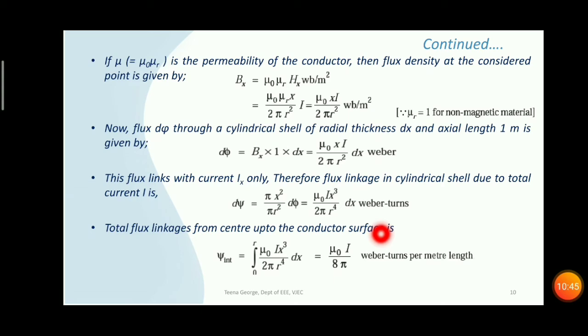We know that integral of x cube is x raised to 4 by 4. So substitute the limit 0 to r. So it is r raised to 4 by 4. R raised to 4 and r raised to 4 will get cancelled. So we will get the answer as mu 0 I by 8 pi. This is due to the internal flux.